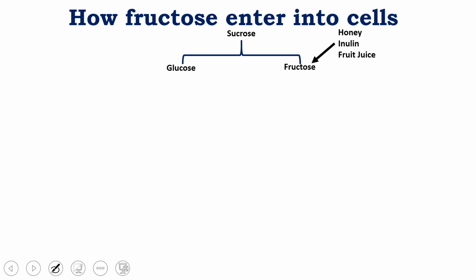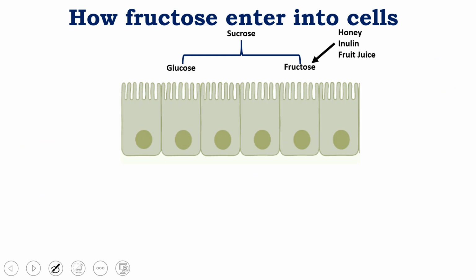Fructose we can also get from some other sources, like inulin, honey, fruit juice, or some other component. So we have got fructose. Now these are the intestinal cells we are having. This is the luminal side and this is the apical side.